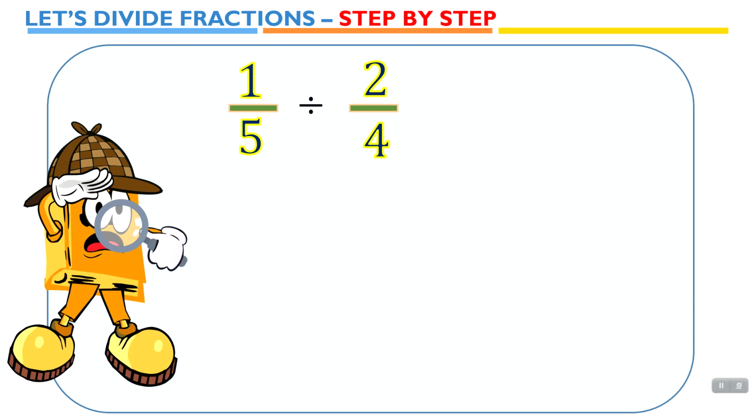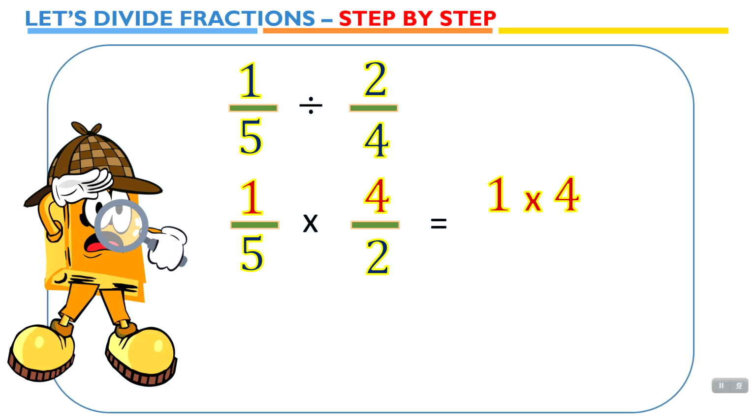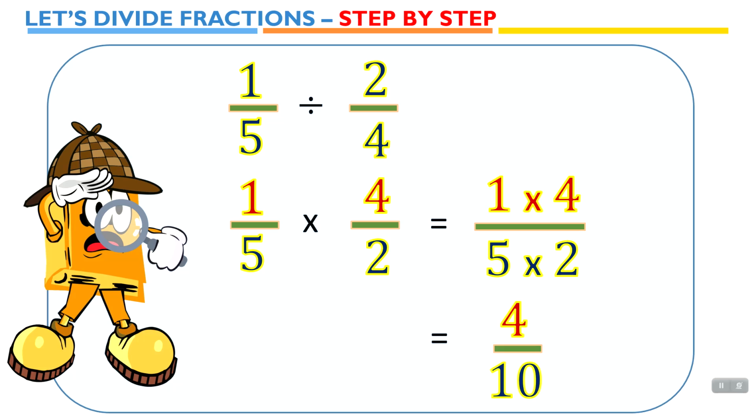Looking at another question, 1 over 5 divided by 2 over 4. Again, we leave 1 over 5, and we change 2 over 4 into its reciprocal 4 over 2. And we change division to multiply, and we multiply 1 times 4 as the numerators and the denominators 5 times 2. We get an answer of 4 over 10. This time this is a proper fraction, but it is not in its lowest terms.